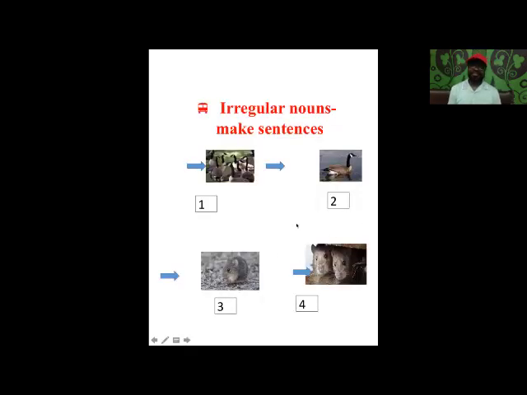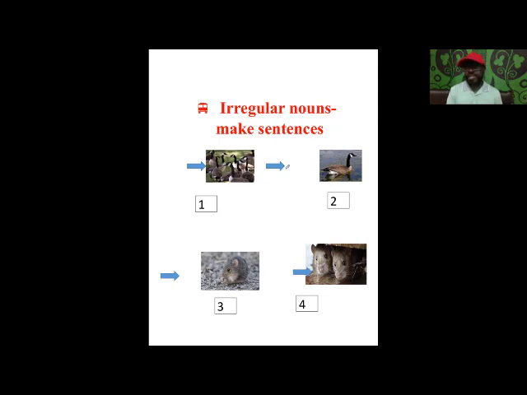Okay. Irregular nouns. Make sentences. Number one. That one is called geese. This is geese, goose. Okay, there is an arrow here. The arrow is pointing. These are many, this is one. So here, because it is pointing and there are many, we say these. These are geese.